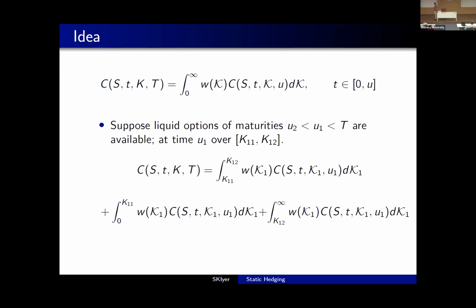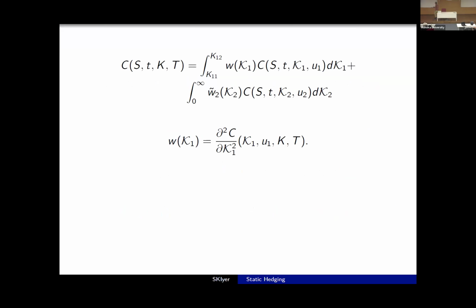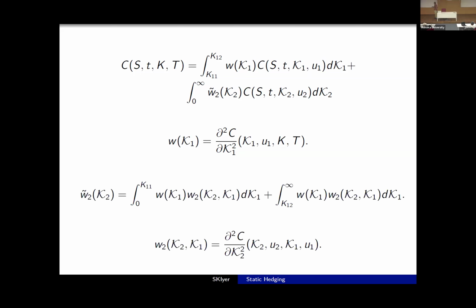And now you can see that for these options maturing at time U1, I can apply the Carr and Wu relation again and write a relation for them in terms of options that mature at time U2. That's all. Nothing complicated here. So use the Carr and Wu relation to write the C of S, T, kappa 1, U1 in terms of options maturing at time U2. Use Fubini's theorem and rearrange. And what we get is an equation like this, where we have now been able to write the target option in terms of options maturing at times U1 and U2, where this W kappa 1 is the original Carr and Wu relation, the second derivative. And this W tilde 2 is now a combination of the original weights plus something else, right? That's not hard to see.